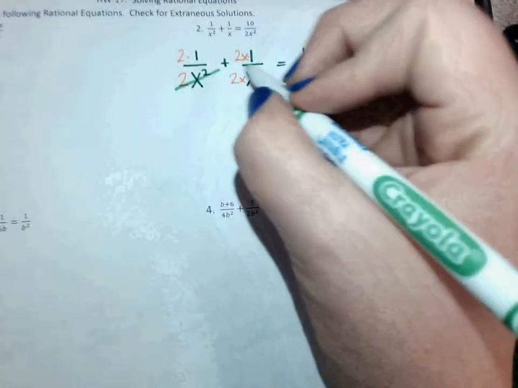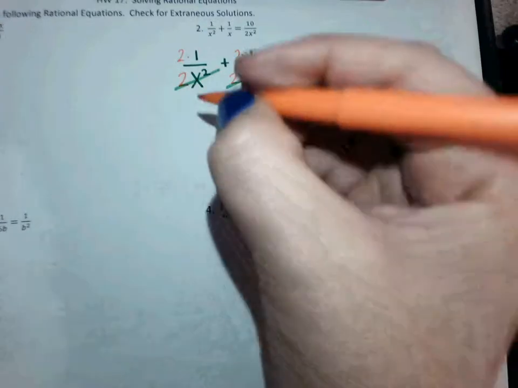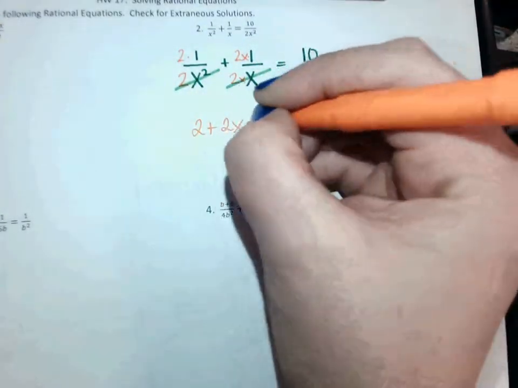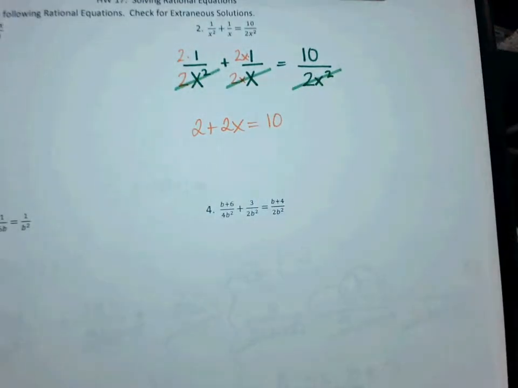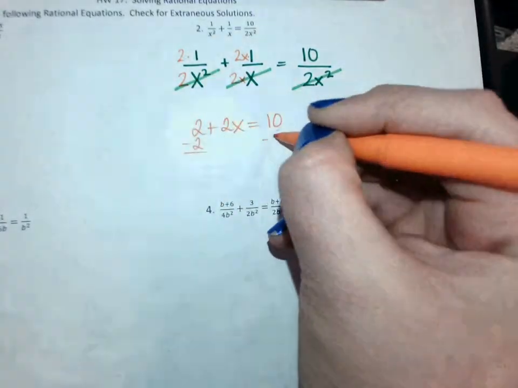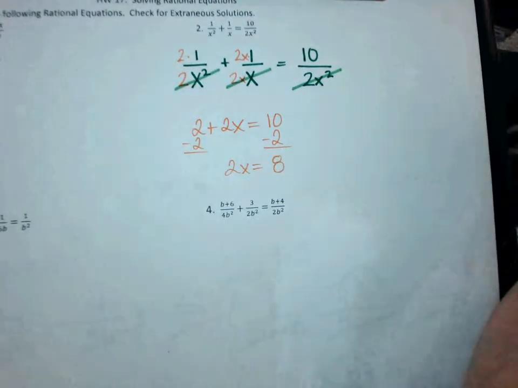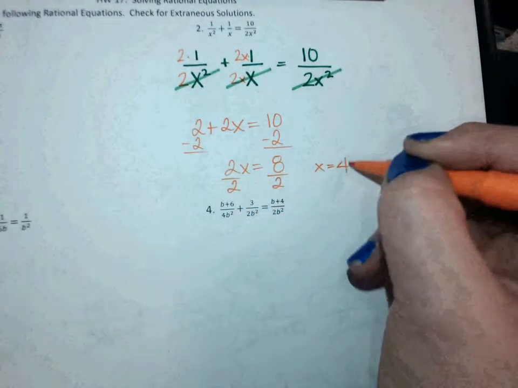So cross it out, cross it out, cross it out. And then you're just left with what's left over on the top. So 2 times 1 is 2. 2x times 1 is 2x. 10 is by itself. Oh, that one was easy. Why did we do that? -2 minus 2. Okay, then 2x is 8. Last step. Good. X is 4.